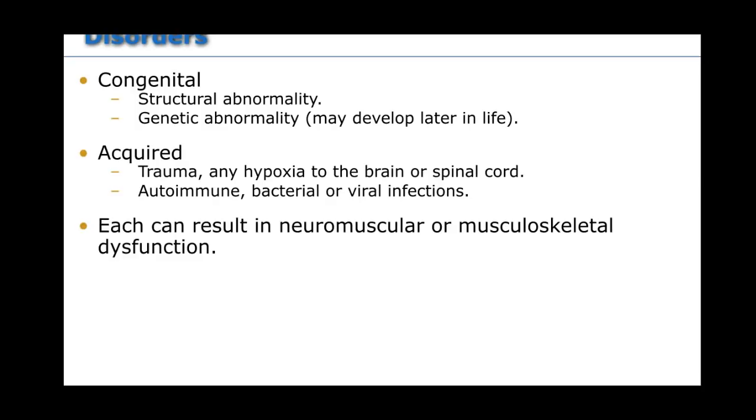All right, there's a couple different types that we're going to be talking about. Congenital is some sort of structure abnormality. Spina bifida falls into this category. Scoliosis falls into this category.